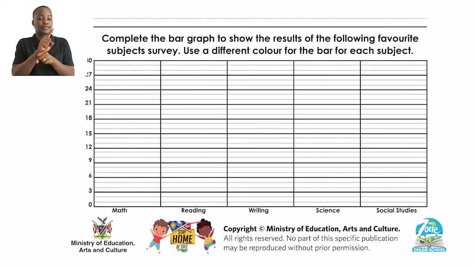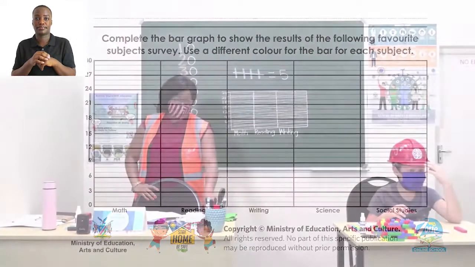The first thing that we can see is that at the bottom, we have the subjects: math, reading, writing, science, and social studies. And then on the other side, we have numbers. We have 0, 3, 6, 9, 12, going up to 30. Where you see a bold line, that is where the numbers are sitting. But they are faded numbers in between these numbers, and they are also counted. So if we count properly, we have a number line from 0 to 30. I am going to help you fill in the first 3 subjects, which are math, reading, and writing. Let's take a look at the board.